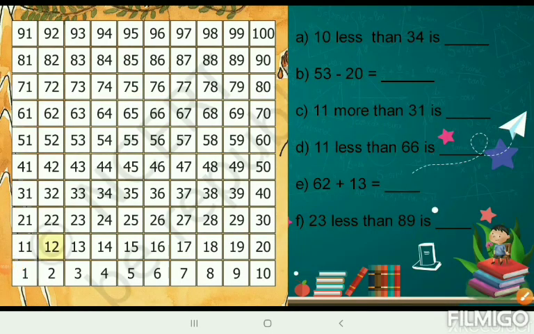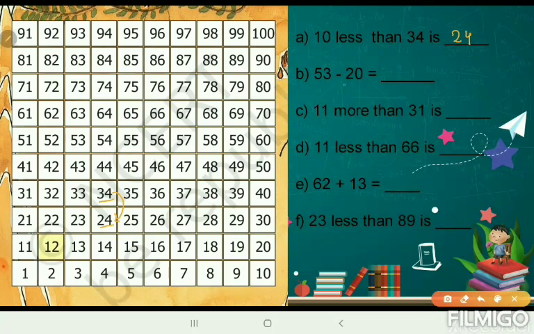Now come to page number 30 and 31. We are going to do some questions which are given here. First one, 10 less than 34. So where is 34? Here is 34. You have to find 10 less, go down one step. Answer is 24.